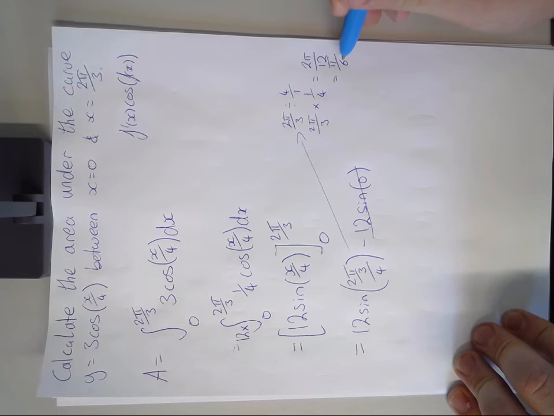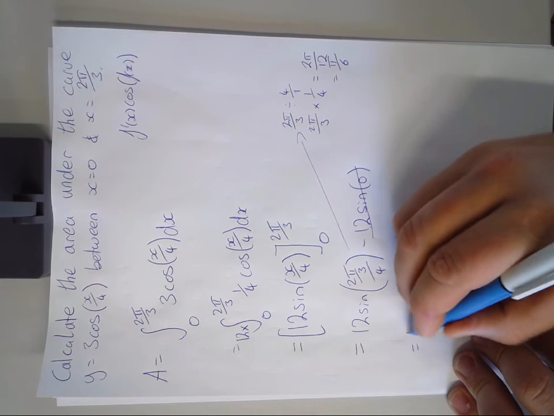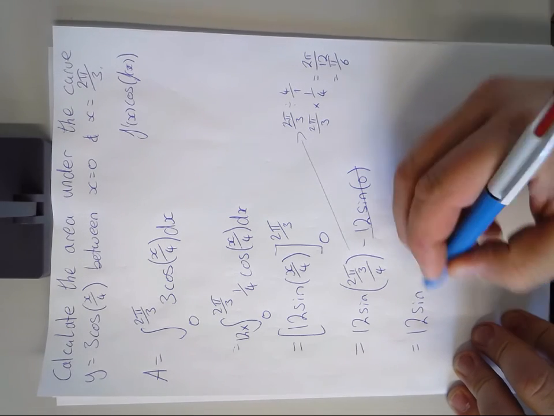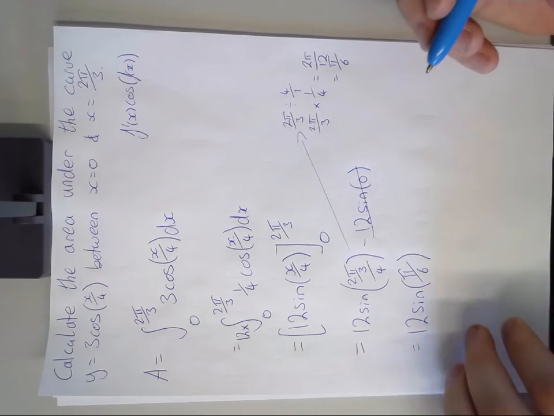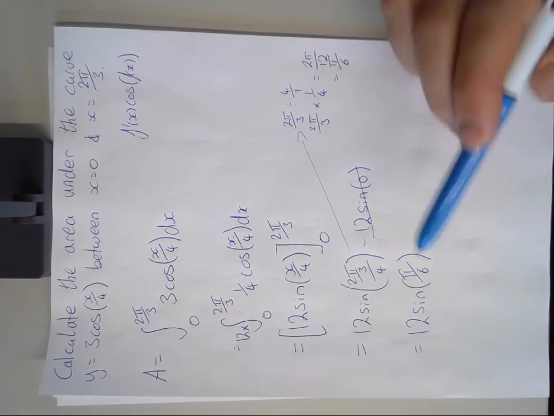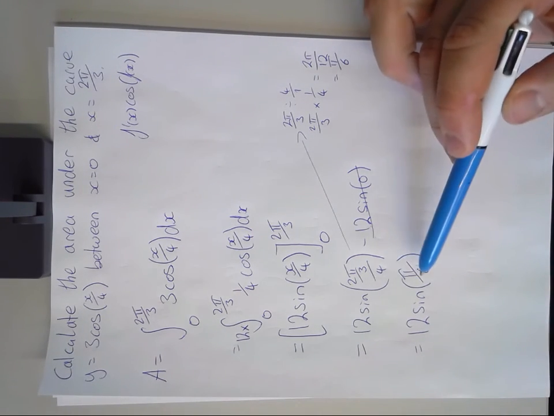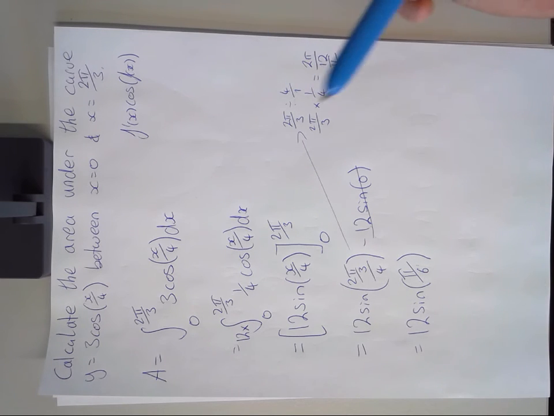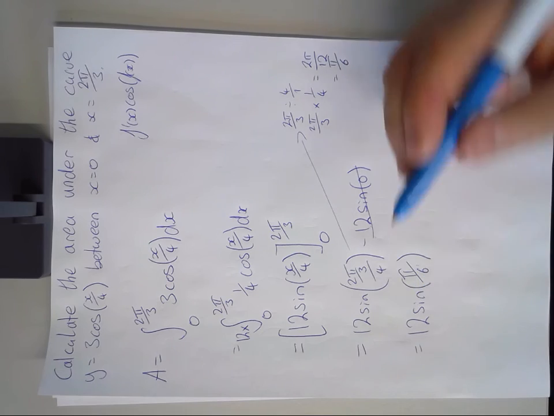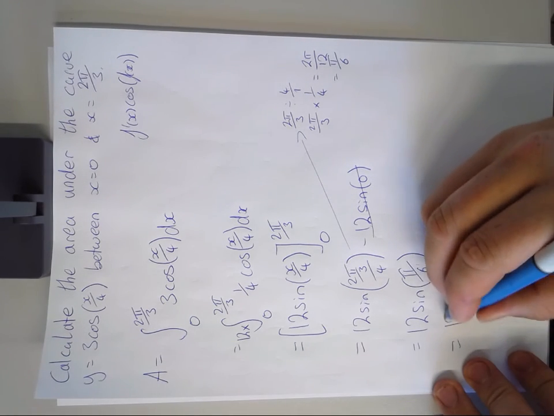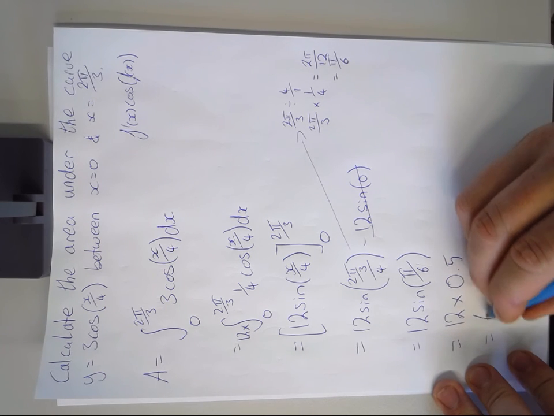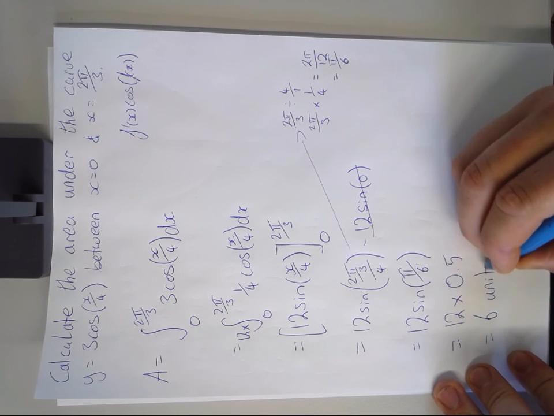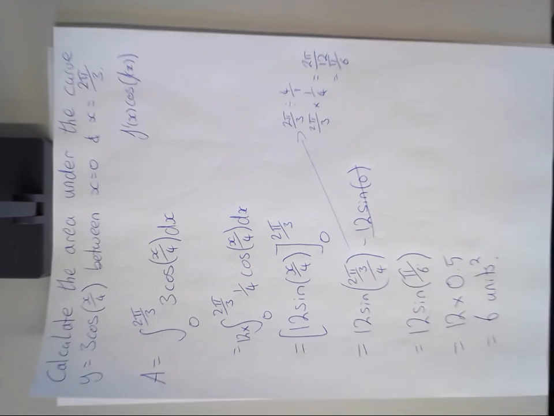So now that I've calculated that, there's going to become 12 sine of pi on 6. Now hopefully we should know that the sine of pi on 6 is equal to 1/2. Again, some knowledge of your trigonometry rules. So this is like saying 12 times by 0.5, 6 units squared is our final answer.